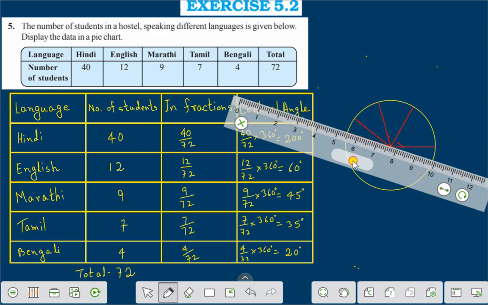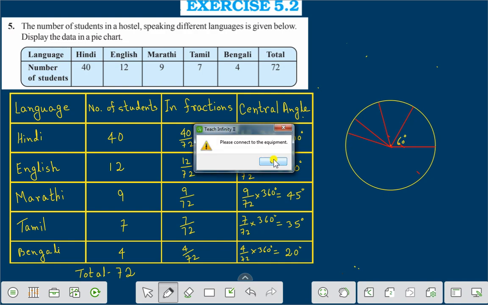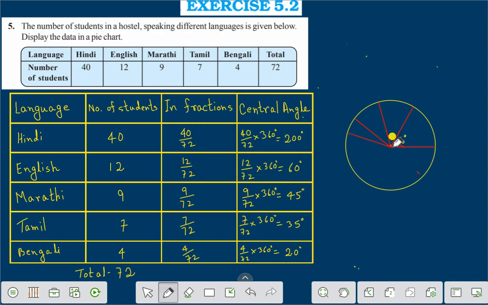The left angle will obviously be 200 degree, because the sum of all the angles is 360 degree, right? Therefore, we got this as 60 degree. It is 60 degree, and this part is English.